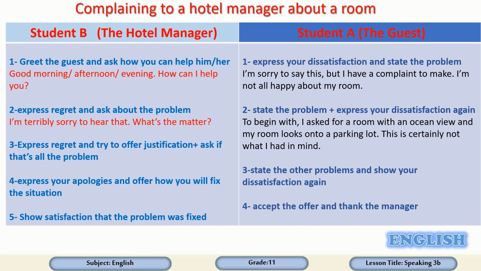Student B then will express regret and ask about the problem. He or she can say, "I am terribly sorry to hear that. What's the matter?" And student A will reply by stating the problem and expressing his or her dissatisfaction again. He or she can say, "To begin with, I asked for a room with an ocean view and my room looks onto a parking lot. This is certainly not what I had in mind."